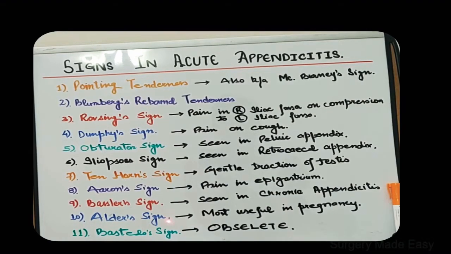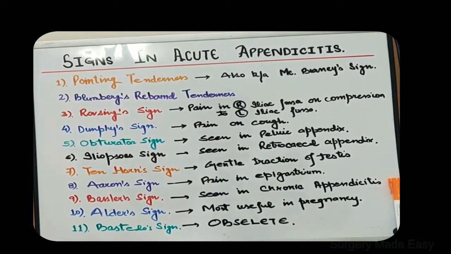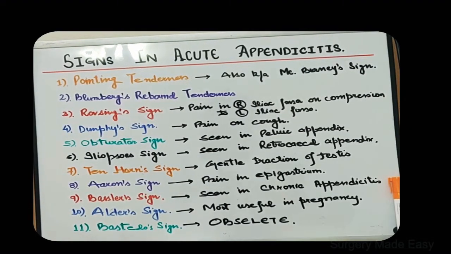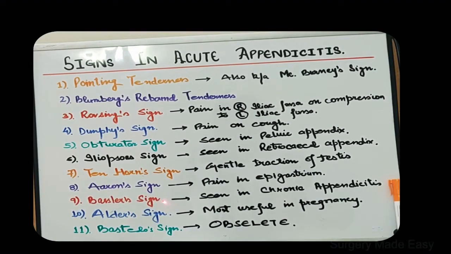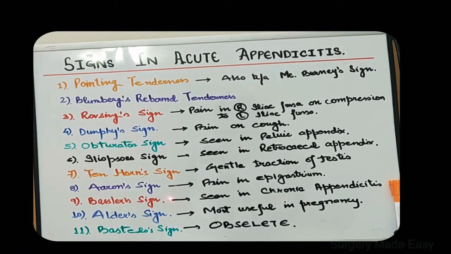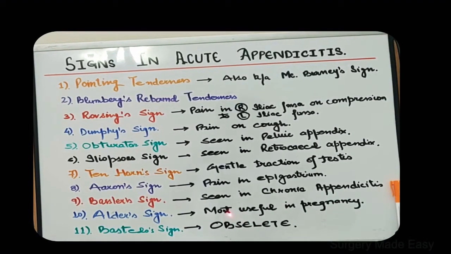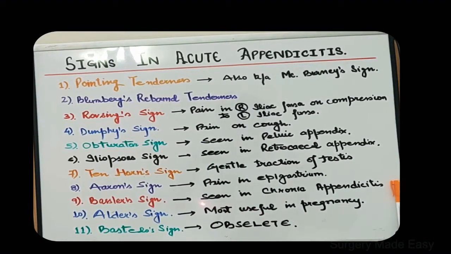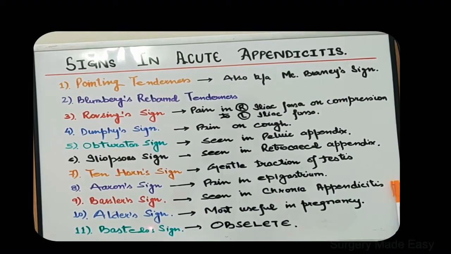Then we have Elder's sign. This is a very useful sign, especially in pregnancy. What we do is maintain a constant pressure in the right iliac fossa at the area of maximum abdominal tenderness, and then the patient is turned to the left. If the pain remains constant, it is of extrauterine origin, and if it disappears, it is likely to be of uterine or tubal origin. This is a very useful clinical test which should be employed in all cases of acute abdomen in pregnancy.